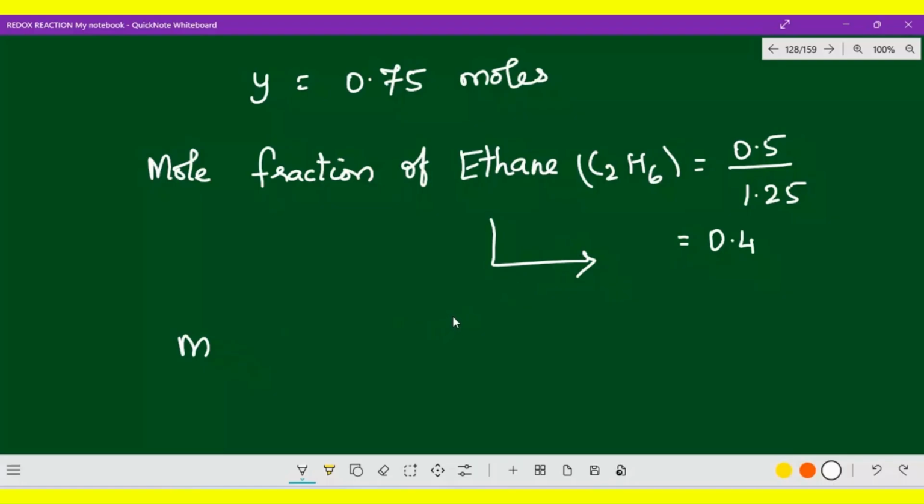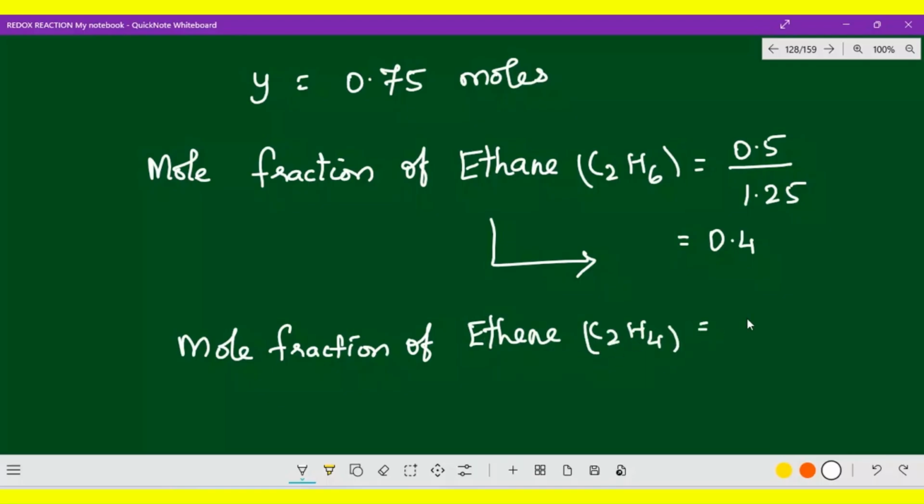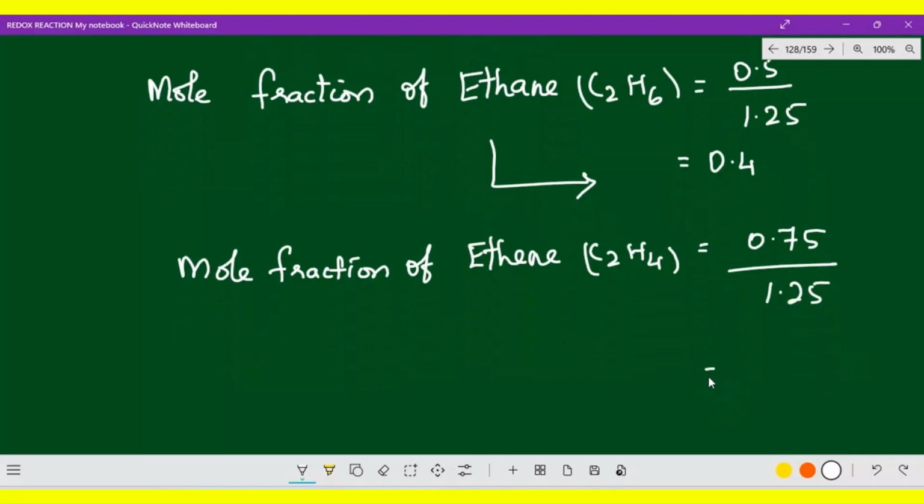So generally, mole fractions of both the compounds combined together give the answer 1 only. So the mole fraction of ethene, C2H4: you will get how much? Here 0.75 divided by 1.25. So you will get the answer 0.6. So ethene is 0.6, and ethane is 0.4.